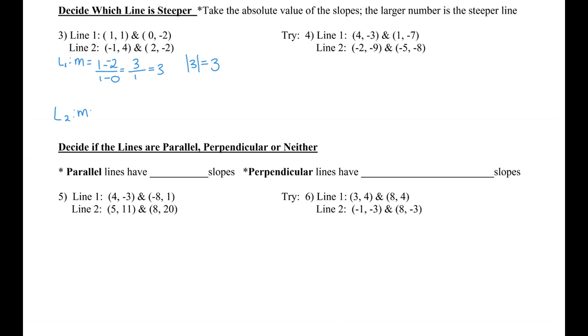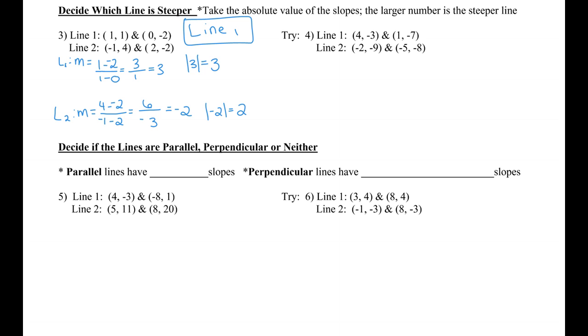Next, I'm looking at the slope of the second line using the same formula. y1 minus y2 over x1 minus x2. 4 minus negative 2 gives me 6. Negative 1 minus 2 gives me negative 3, which gives me an answer of negative 2. If I take the absolute value, I get a positive 2. Because the larger number represents the steeper slope, my steeper slope is line 1.